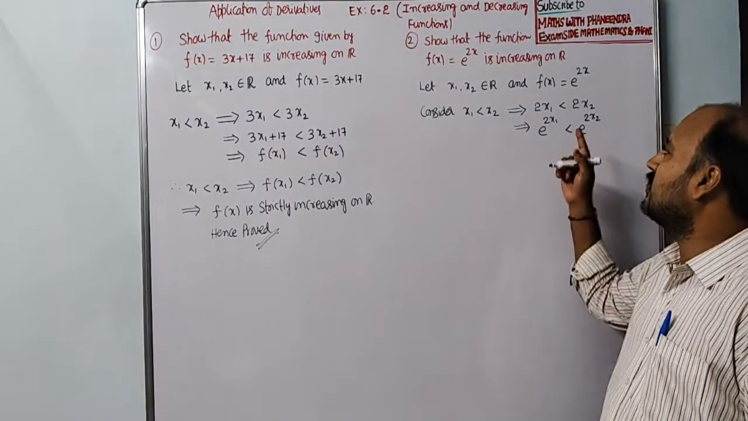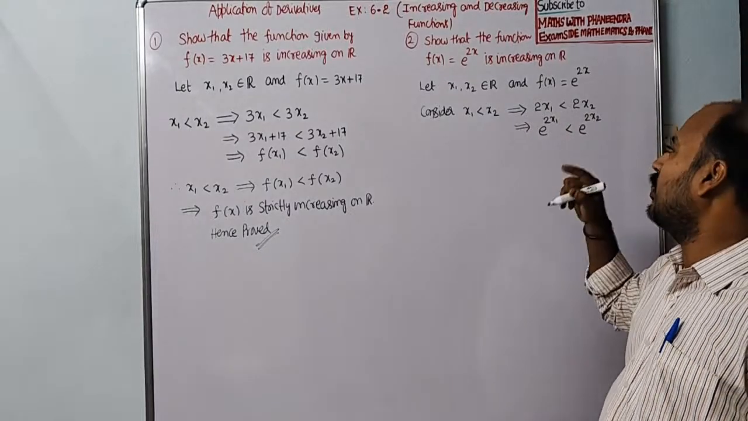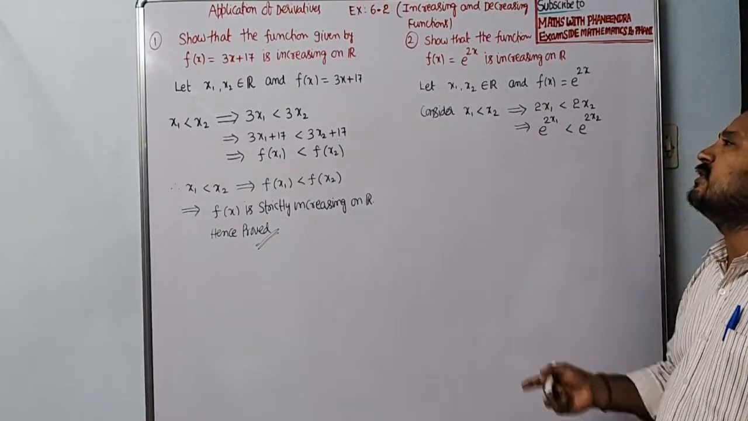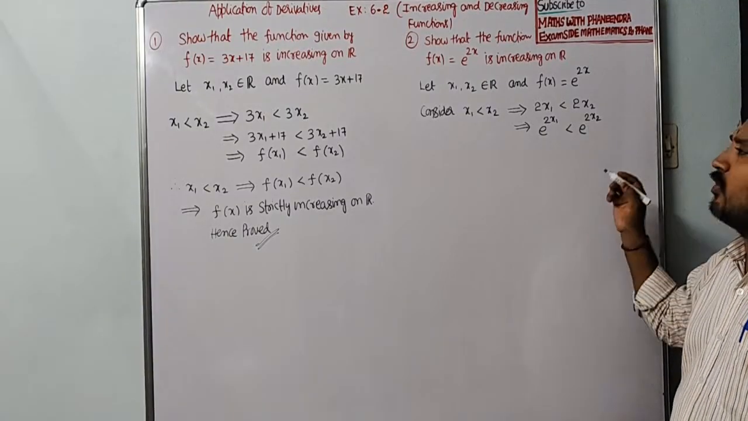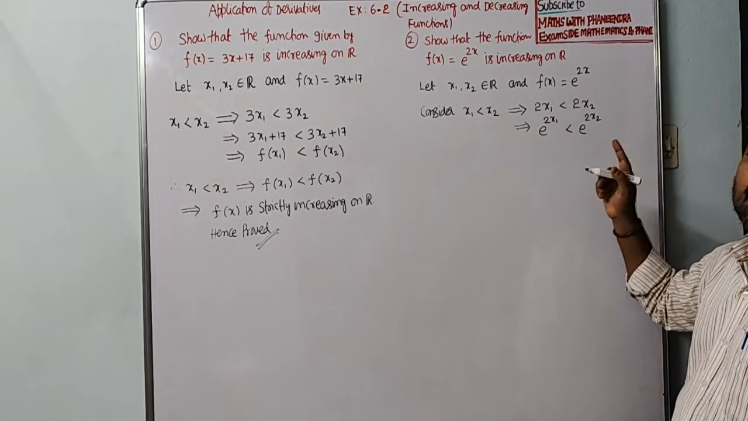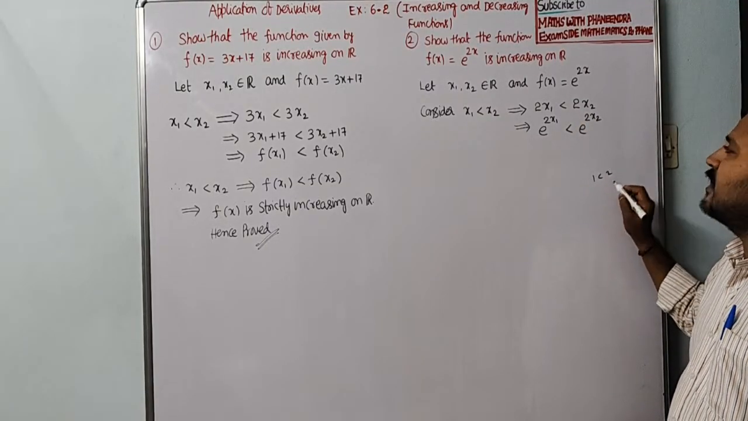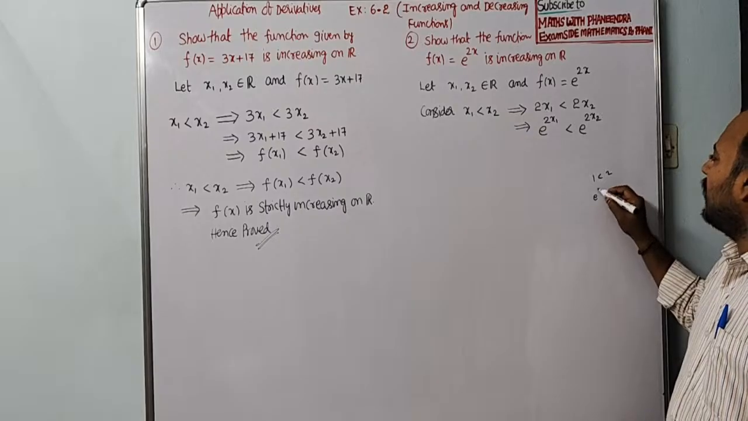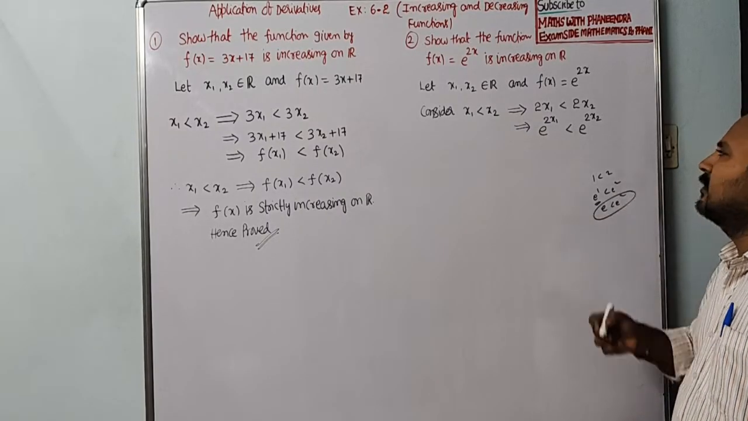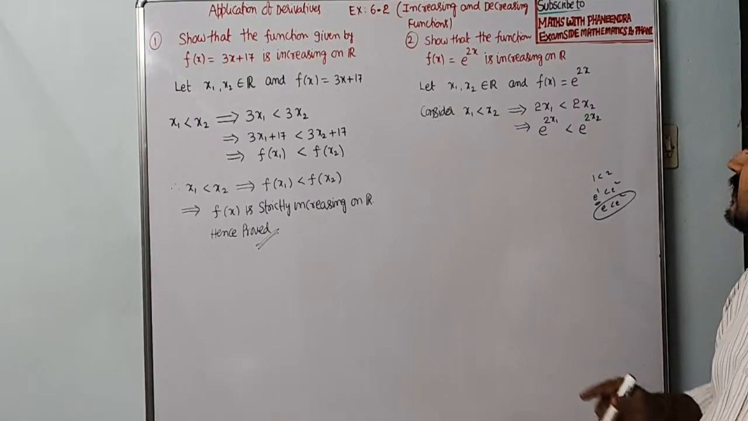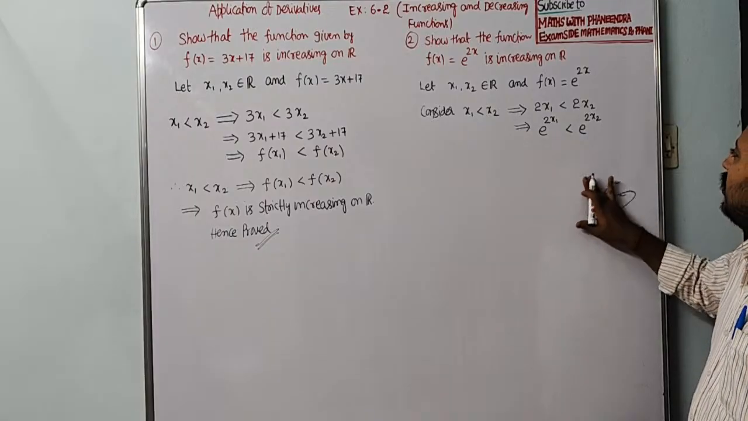Sir, how can we know that whenever 2x1 is less than 2x2, e power 2x1 is less than e power 2x2? Here e is a constant, but its value lies between 2 and 3. For example, if 1 is less than 2, then e power 1 is less than e power 2, obviously. e is less than e square, am I right or not? Absolutely. That is the reason e power 2x1 is less than e power 2x2.